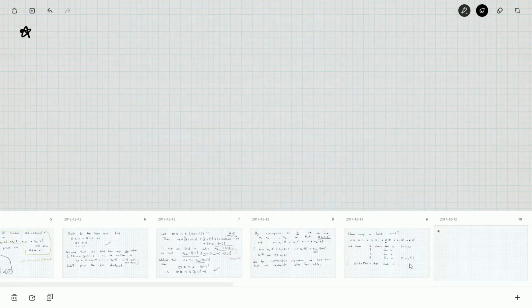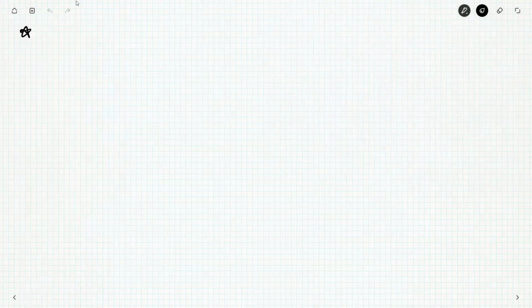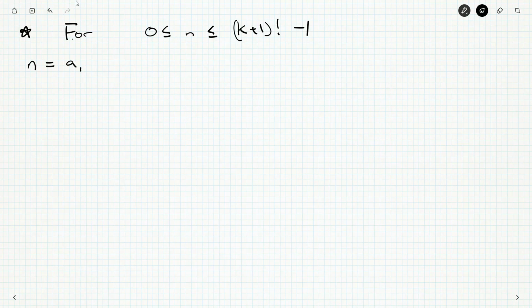So I'm gonna move this over here. Okay, so here's our D part, but in between C and D, I'm just going to remark that for n in this particular range, the range we just proved, we just used in the last question, we know that we can write it as this form.